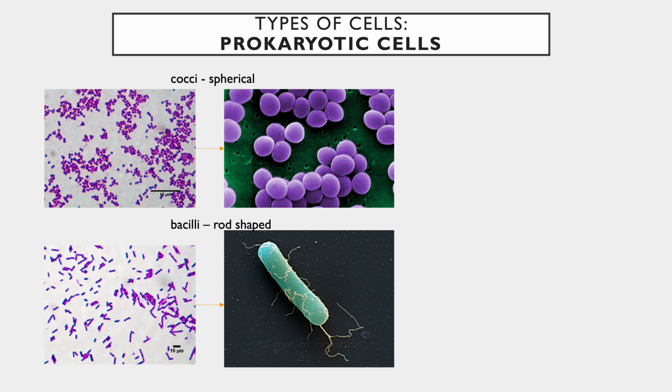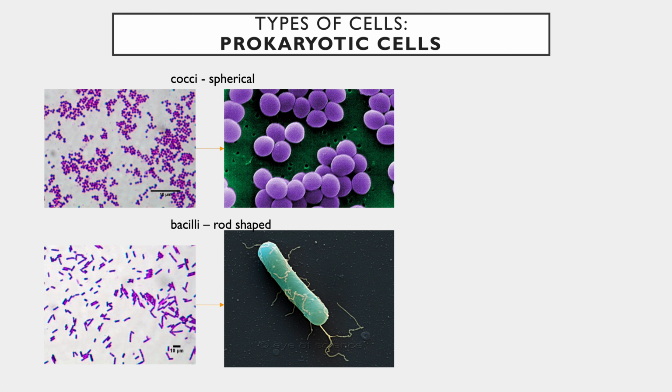The second shape is called bacilli, and the cell has more of a rod-shaped structure to it. And E. coli is an example of this type of shape. Here on the left you see a light microscope picture, and on the right a scanning electron microscope picture.